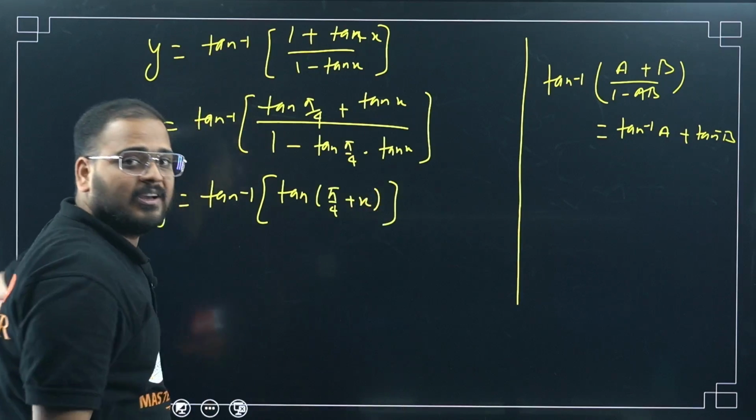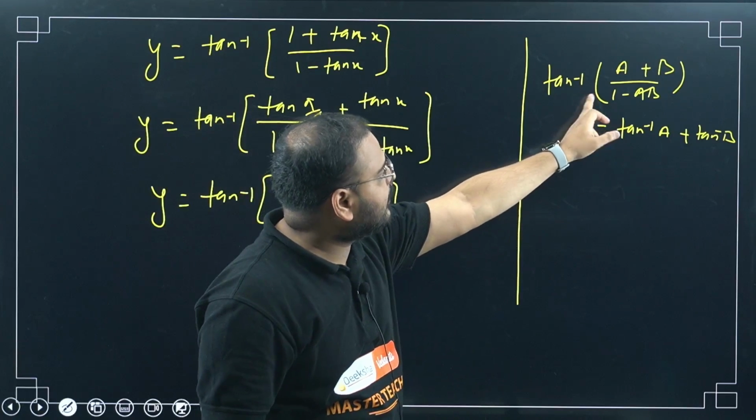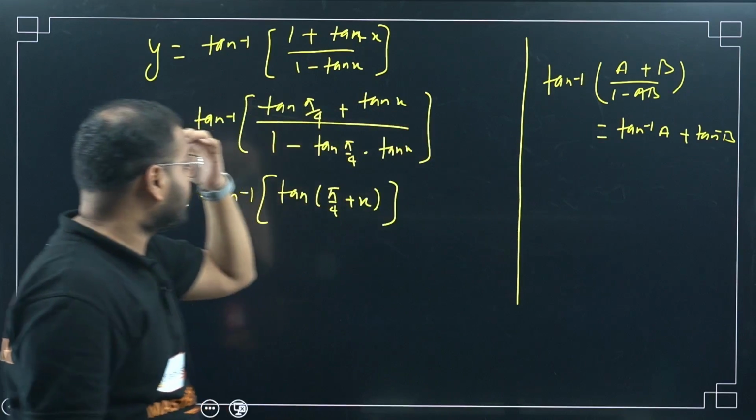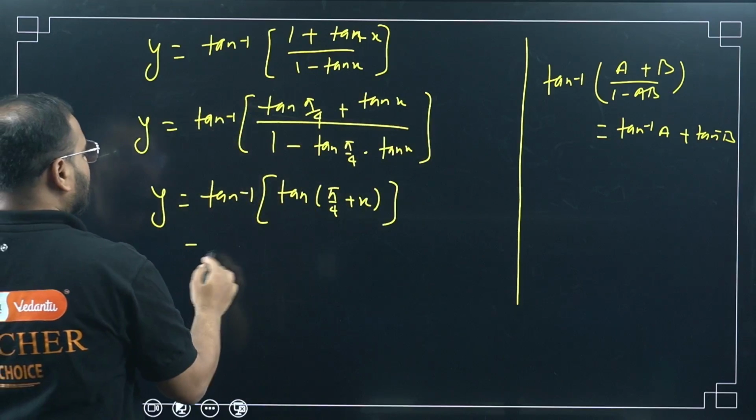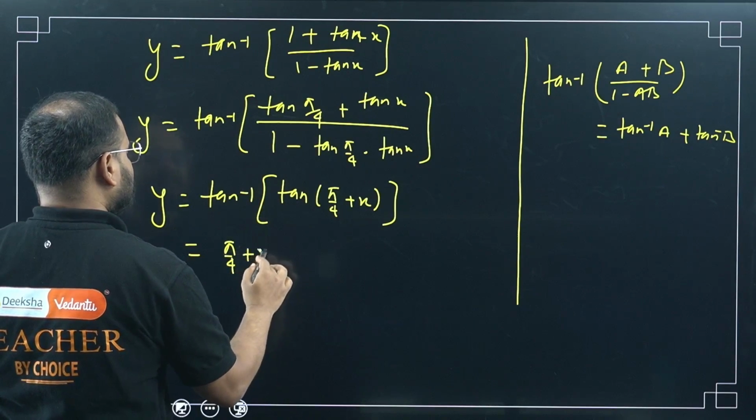Yes or no? Yes, sir. Tan A plus tan B upon 1 minus tan A tan B. Okay, it becomes tan inverse of this. So tan inverse of this will be what? Simply tan inverse of tan, simply this pi by 4 plus x.